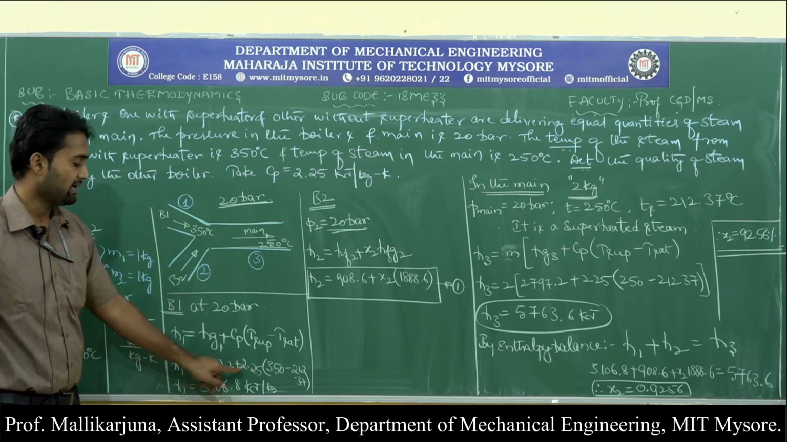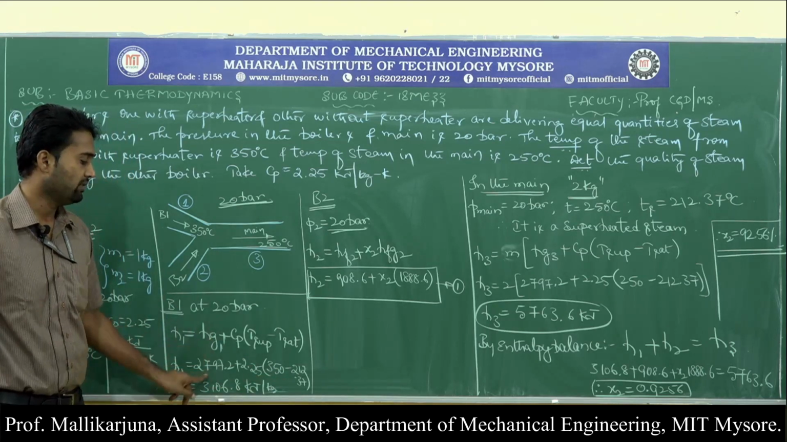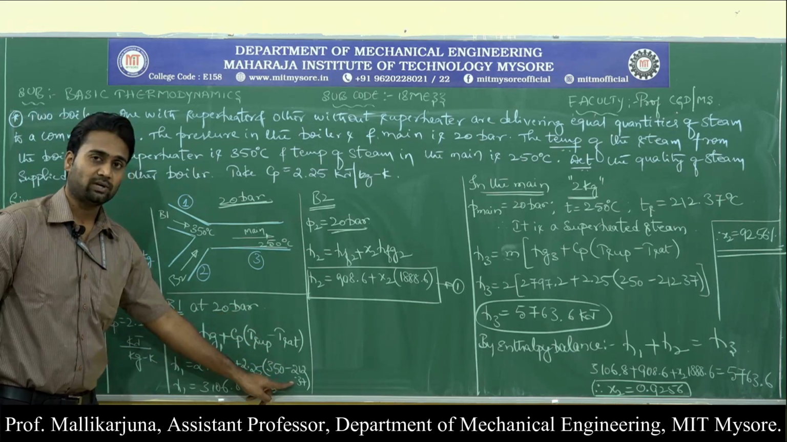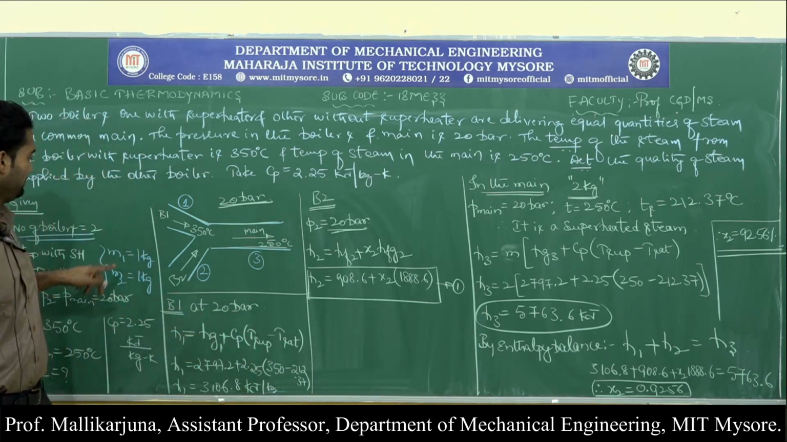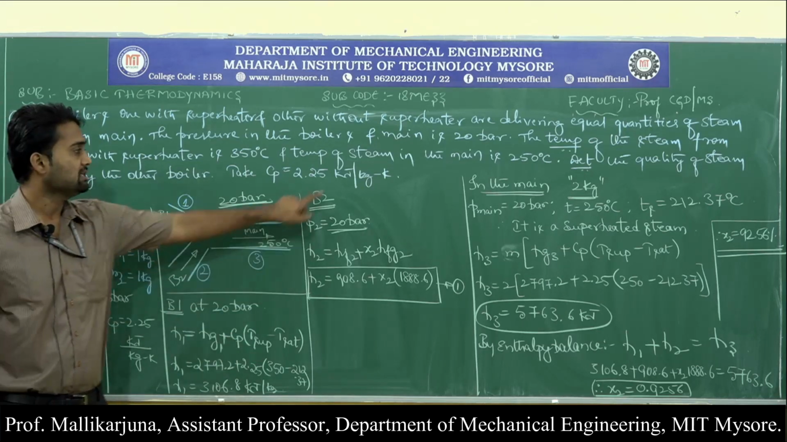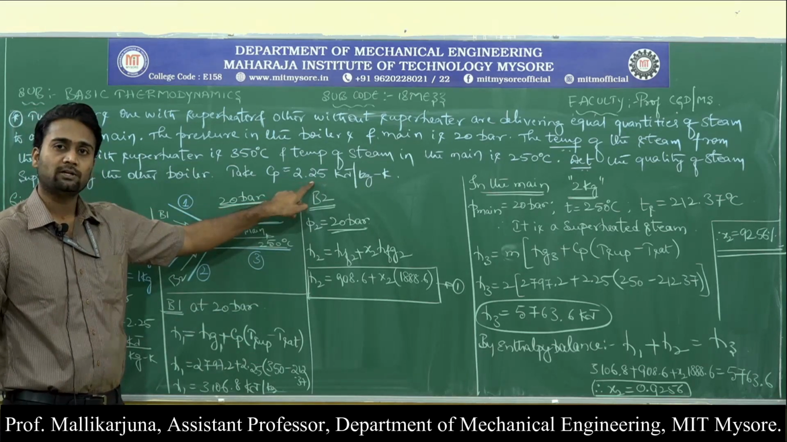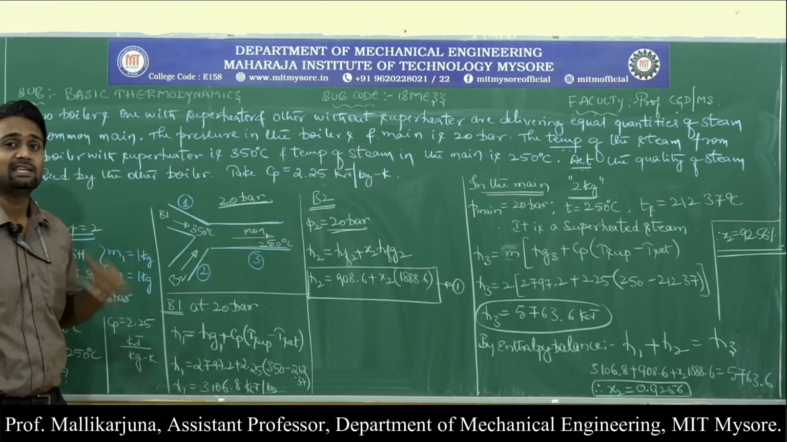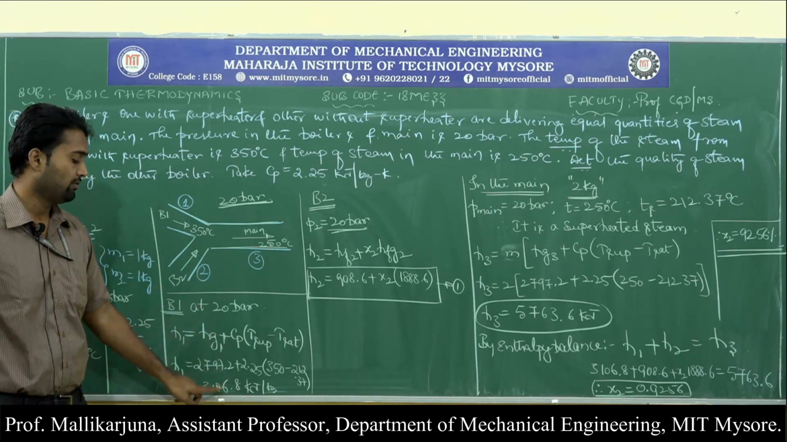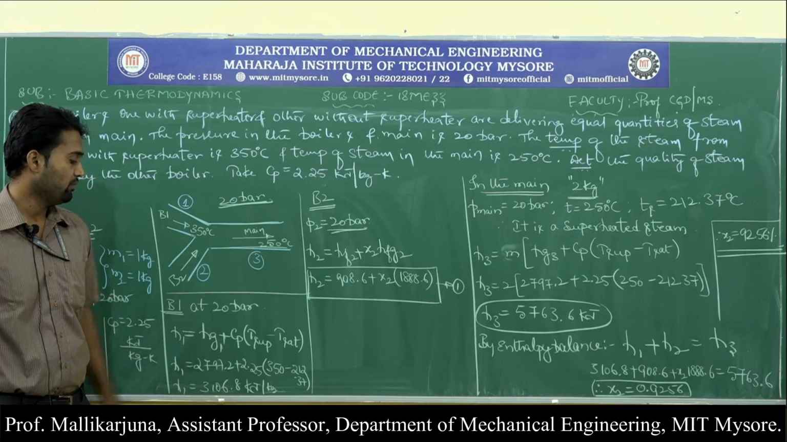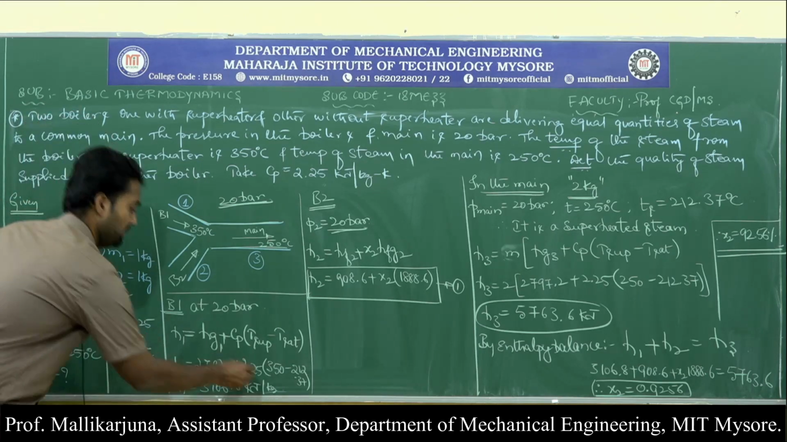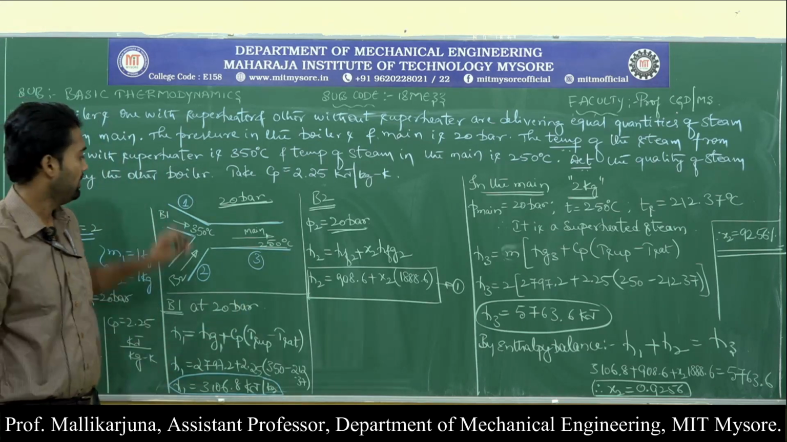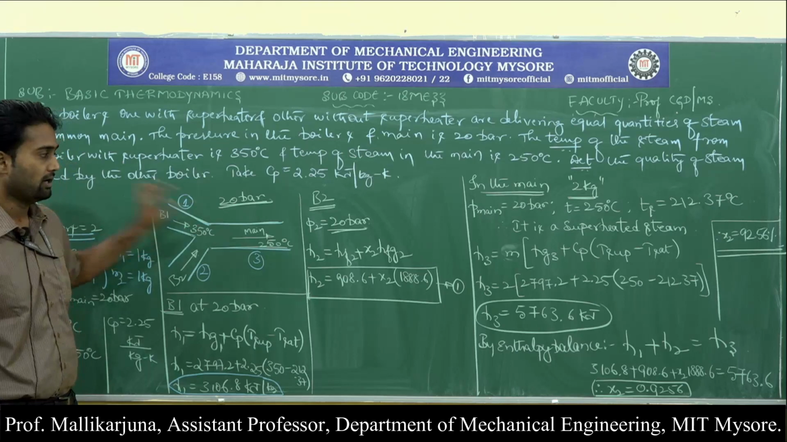From the data handbook, I have extracted the value of Hg1 and T saturation at 20 bar. T superheated they have given as 350 degrees centigrade, and Cp of the superheated steam has been given to us as 2.25. I have substituted all those things, and hence I have got the enthalpy of the steam from the first boiler, which is 3106.8 kilojoules per kg. This is the enthalpy of the steam from boiler number 1.